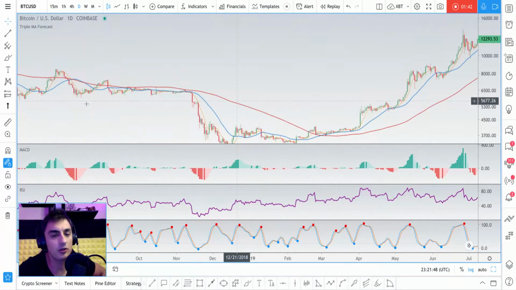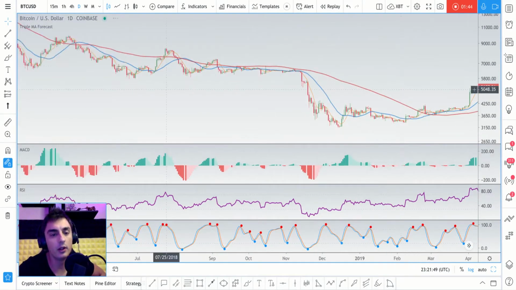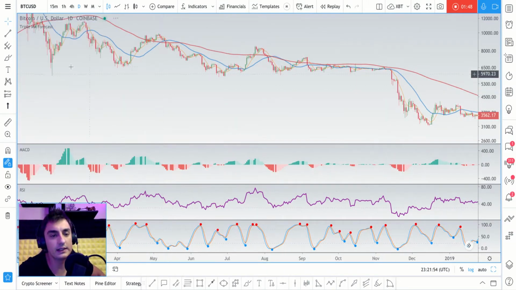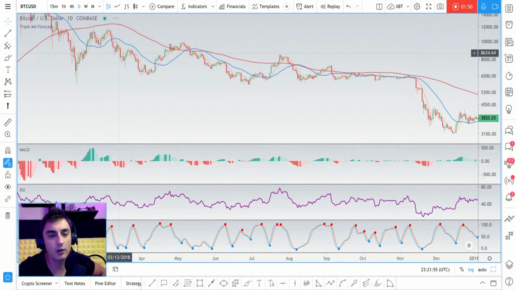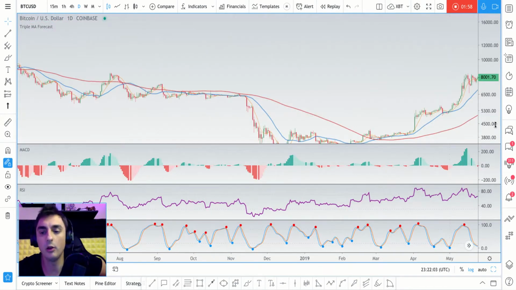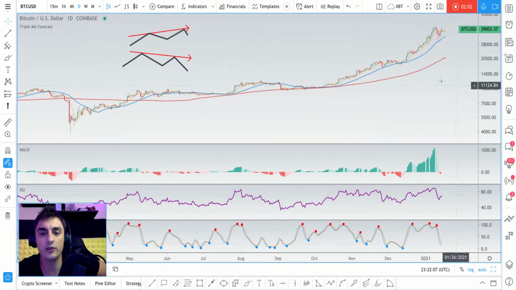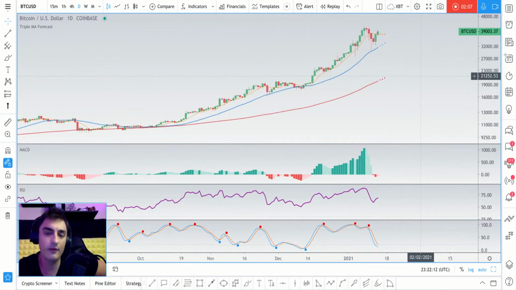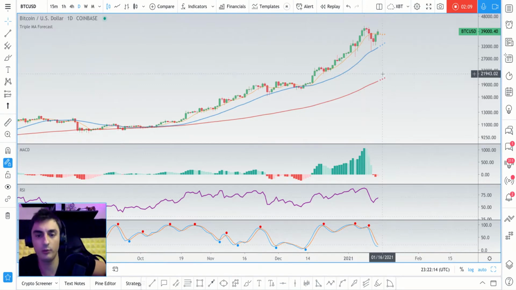Let me show you 2018. In 2018, you can see pretty clearly that price is going in a bearish trend, and moving average 100 is above all of the moving averages. They are below. So yeah, back to today's chart. The moving averages currently are showing that we are in a bull trend.